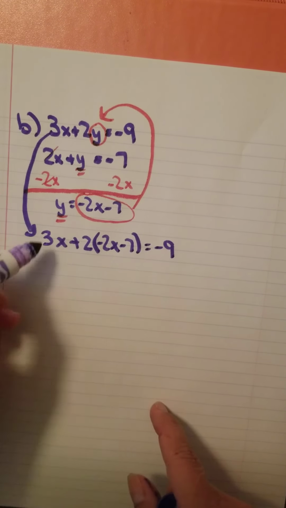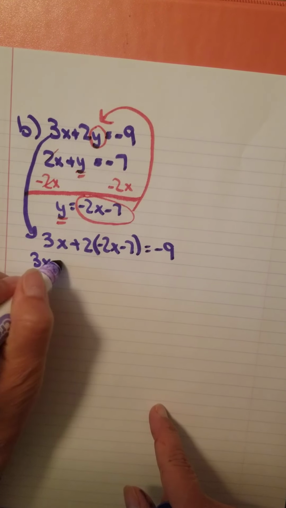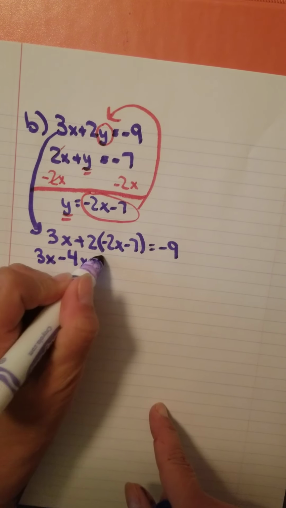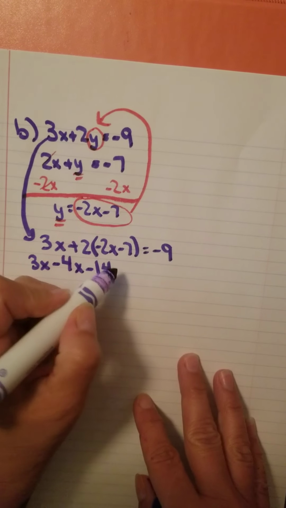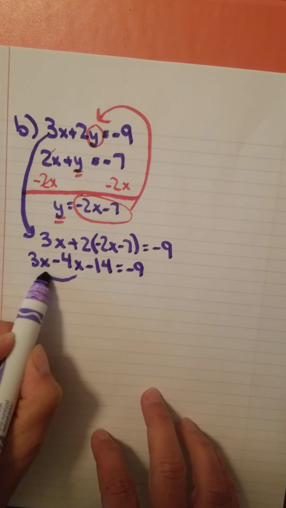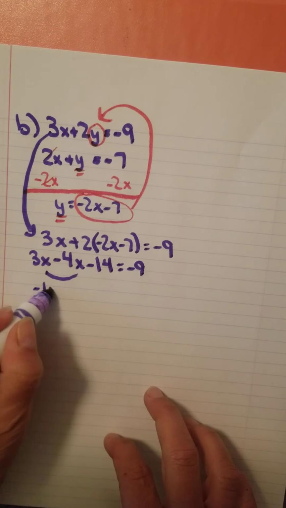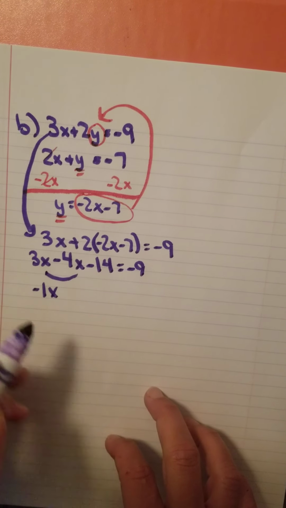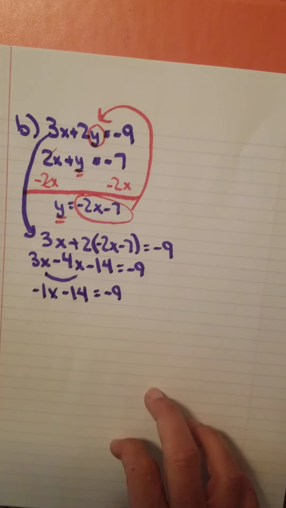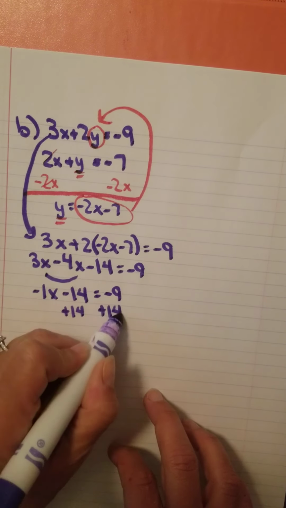So I'm going to distribute. I'm going to bring down the 3x, distribute the 2, so 2 times negative 2x is negative 4x. 2 times negative 7 is negative 14. And I bring down the equals negative 9. Now I can combine like terms. These are x's, so I can combine them. 3 minus 4 is negative 1, so we have negative 1x, or you can put just negative x, minus 14 equals negative 9. I need to get the x alone, so I'm going to add 14 to both sides.